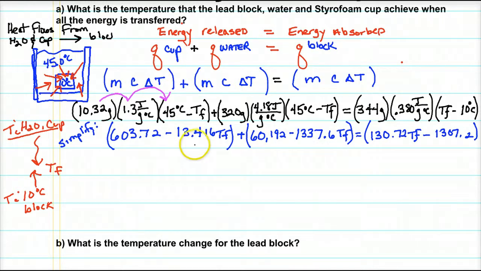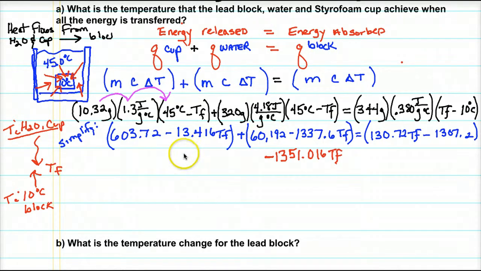Why not? And what I'm going to do is combine my TFs. So I have a negative 416 TF and a negative 1337.3 TF. So on the same side of the equation, I want to combine them. So adding these two negatives gives me a negative 1351.016 temperature final value, TF. Okay, that's a negative. I added two negatives. Now I'm going to add the two non-TF numbers together.